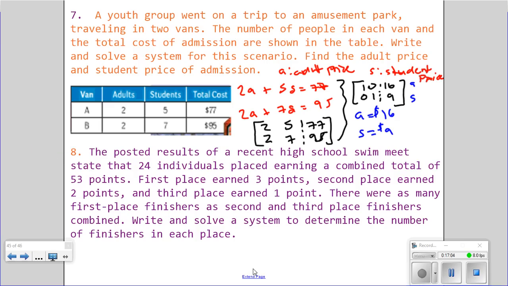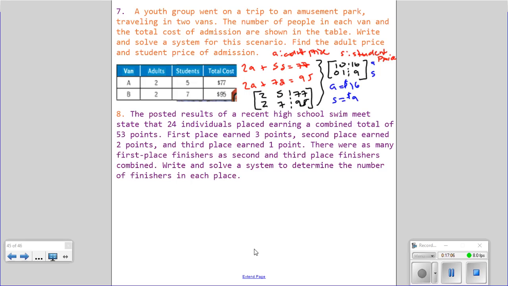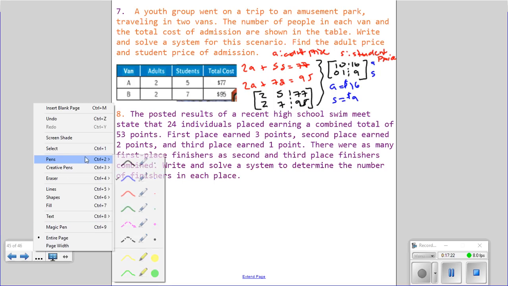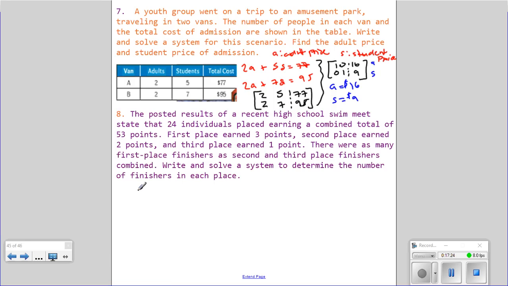The posted results of a recent high school swim meet state that 24 individuals placed, earning a combined total of 53 points. First place earned 3 points, second place earned 2 points, third place earned 1 point. So there's a lot of different numbers in this scenario that are meant to throw you off. Make sure you underline the important details. So far we know we have 24 people.